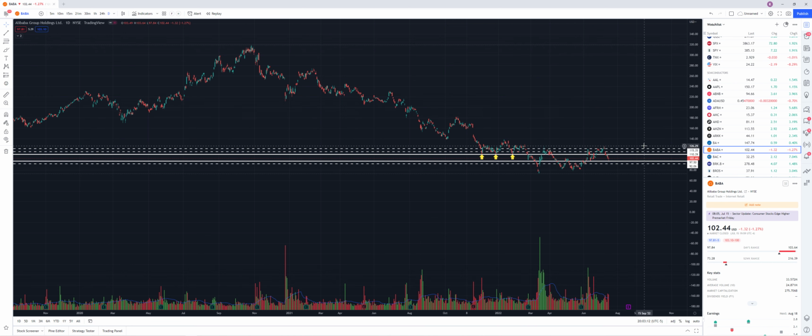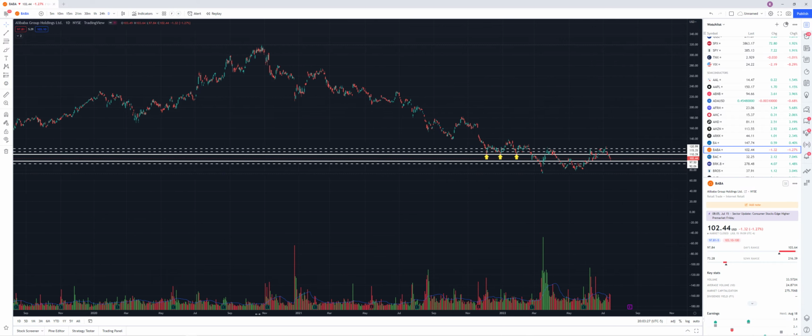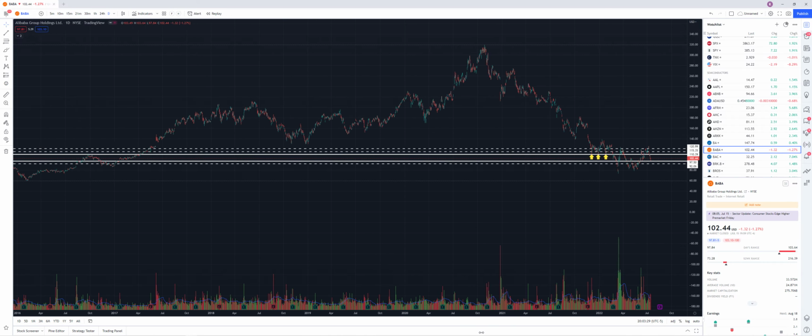So in terms of finding out whether we're in a bull trend or a bear trend, the easiest way is to look at a chart. See, the reason why I'm choosing this chart is because we had a bull trend first.